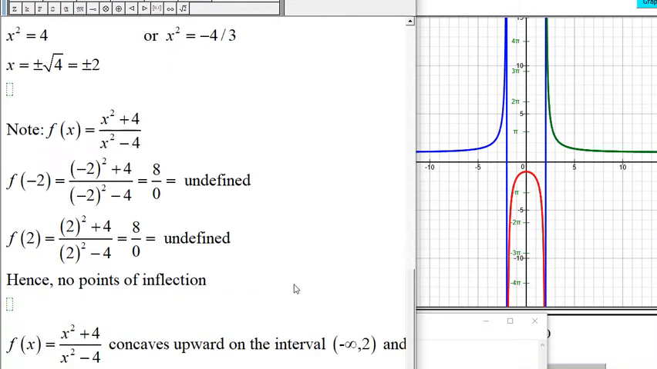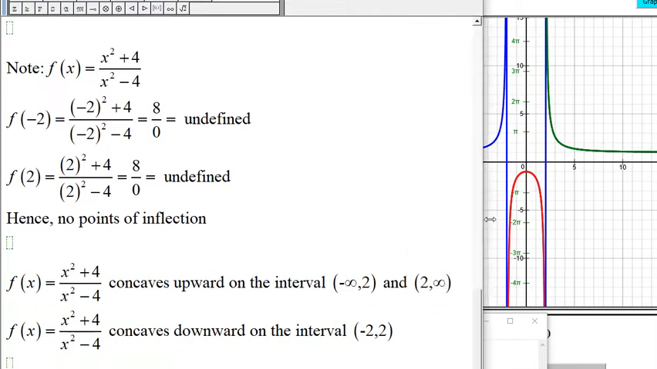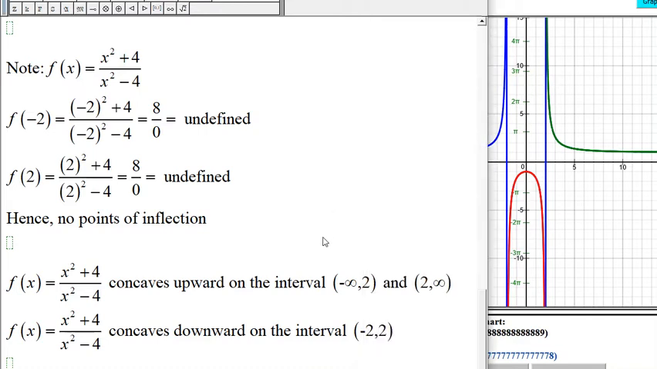And so in summary, the graph concaves upward from the left up to negative 2, and from 2 to the right, the graph concaves upward, and from negative 2 to 2, the graph concaves downward. And so that's the concavity.